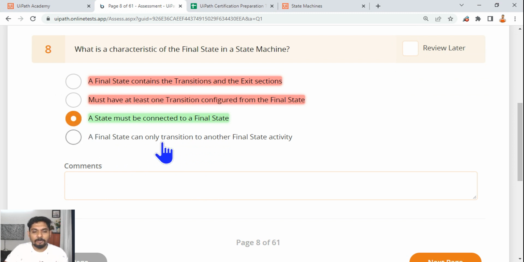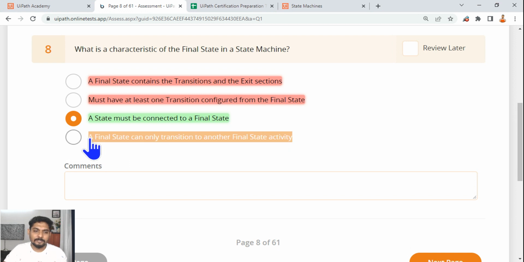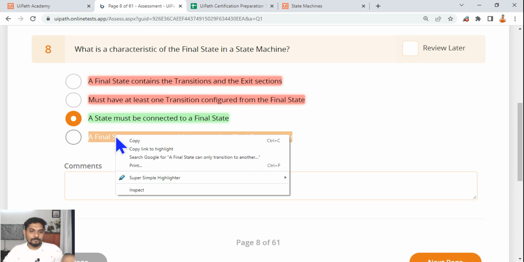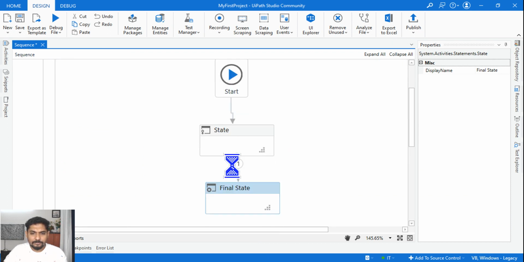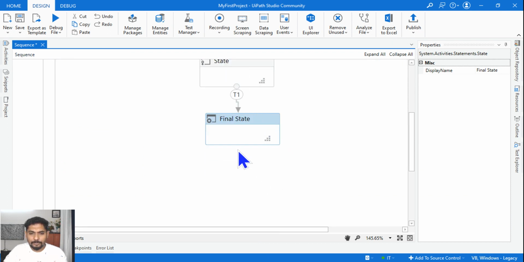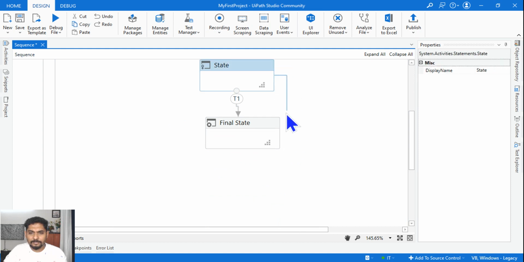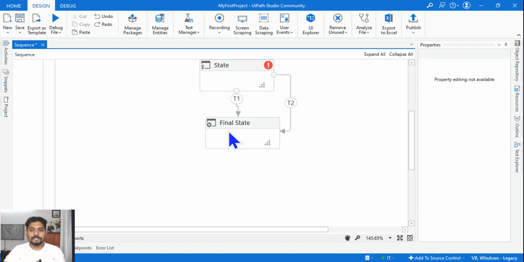A final state can only transition to another final state. No, this is also wrong. Final state is final state, you don't transition from there. There is no connector. If you go to the sequence, you can connect to it, but can you take out and connect it somewhere else? No. You can take out and connect from this one, but the final state doesn't have that. A state should be connected to a final state, but from the final state you can't connect to anything. So that sentence is also wrong.